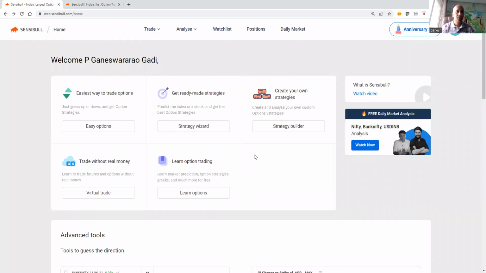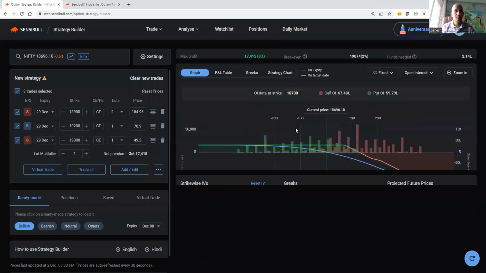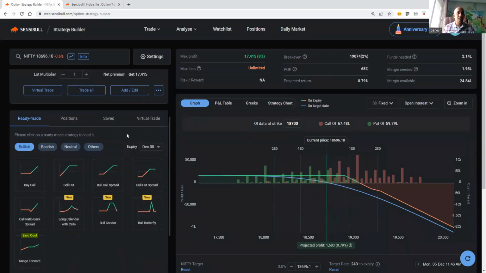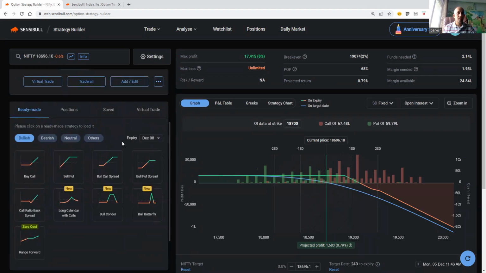So since you are all clear about easy options, ready-made strategies, and what that is all about, now I'm getting into the strategy builder. Even in the strategy builder, down here you can see you have ready-made strategies, whether bullish, bearish, neutral, or by prediction. That way you can choose according to your view. These are bullish strategies.